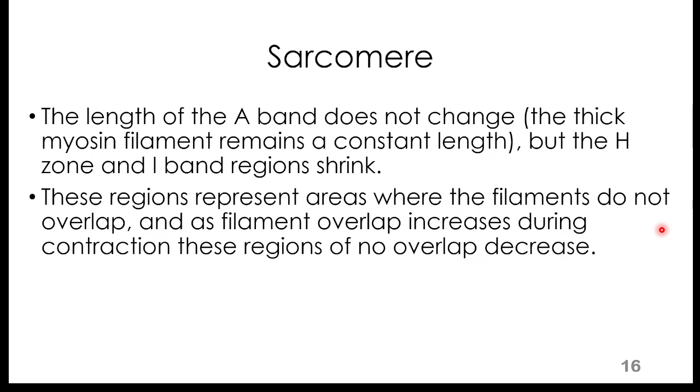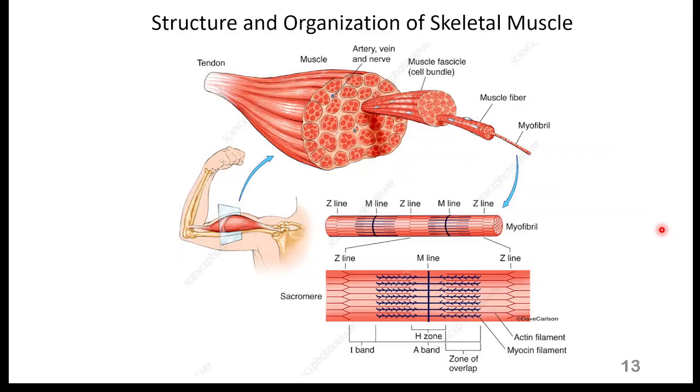All right. So the length of the A band does not change because the thick myosin filament remains a constant length, but the H zone and the I band regions will shrink. These regions represent areas where the filaments do not overlap, and as filament overlap increases during contraction, these regions of no overlap will decrease in size.